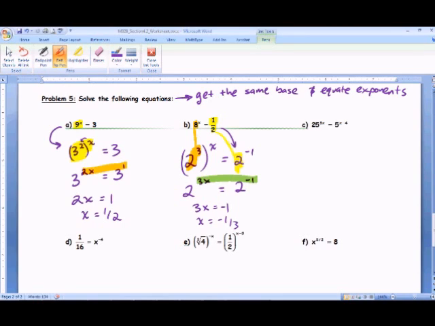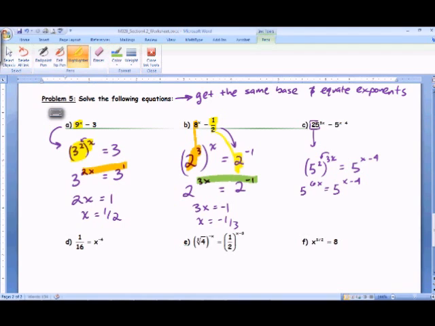C, same exact procedure, so I'm going to go through that a little bit faster this time. I'm going to rewrite 25 as 5 squared. 5 squared to the 3x equals 5 to the x minus 4. Now remember to multiply the powers together. So I've got 5 to the 6x equals 5 to the x minus 4.